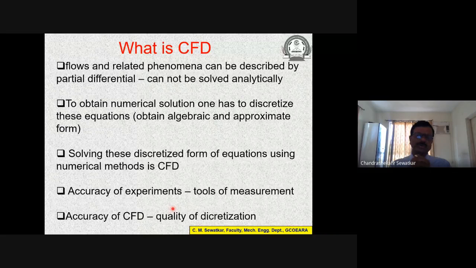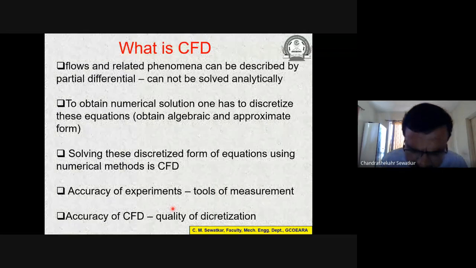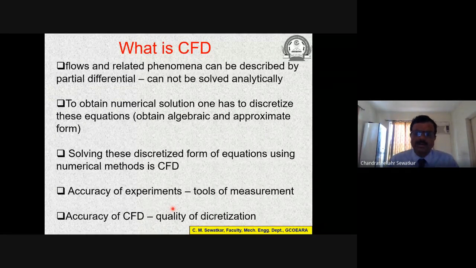So what we do, we essentially do algebraic. When we say we are doing discretization, it means we convert either the integral form of the equation or the differential form of the equation into algebraic equations, which is an approximate form. And then solving these discretized forms of equations using numerical methods is computational fluid dynamics.